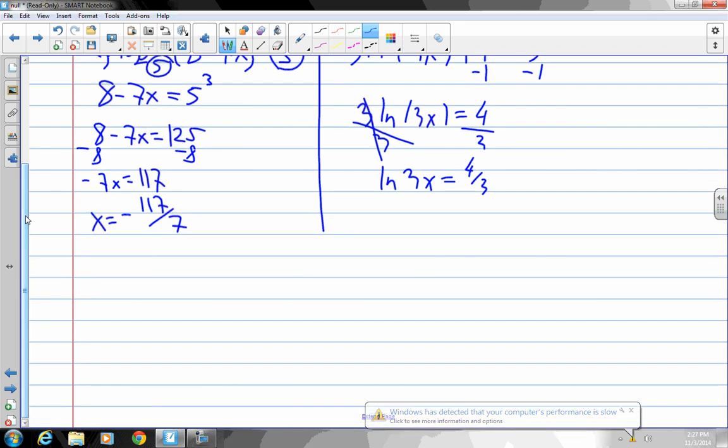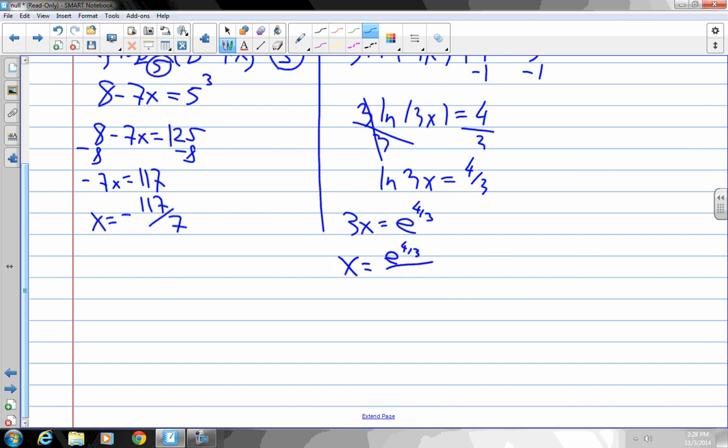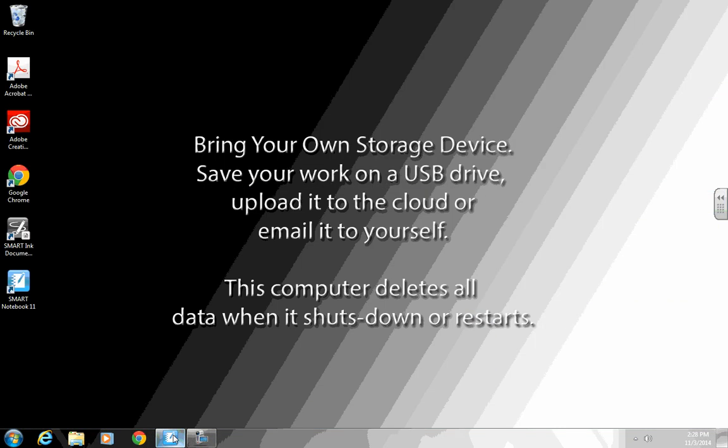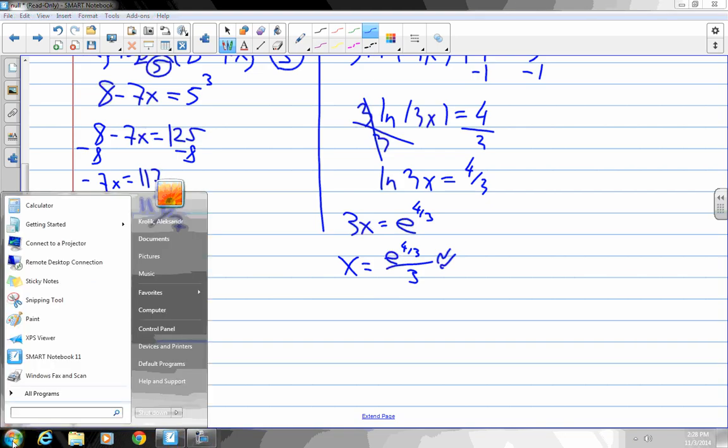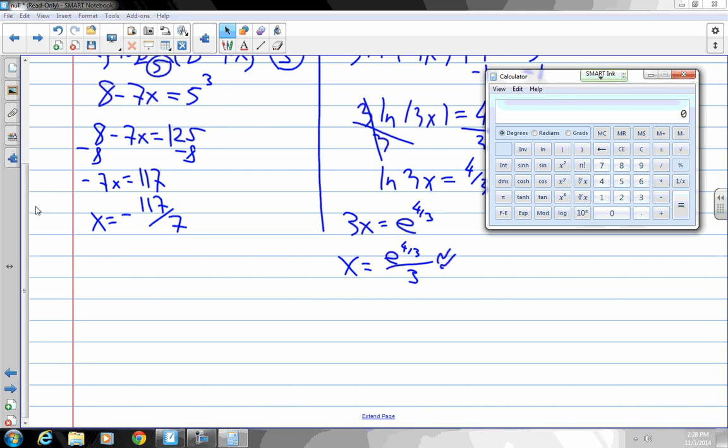So what is the base? e. Then the inside equals e to the power 4/3. Base raised to the power equals the inside. So x is e to the 4/3 over 3. Whatever that is numerically, we can plug it in just to make sure. So 4/3, raise e to that power, over 3. There it is, and it is in the domain of our log.